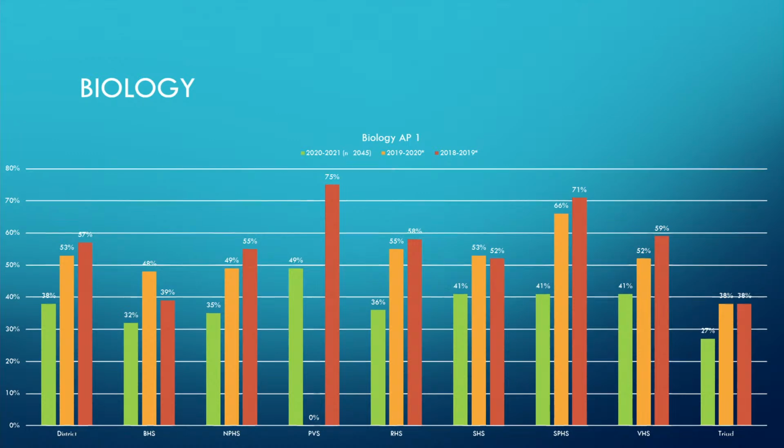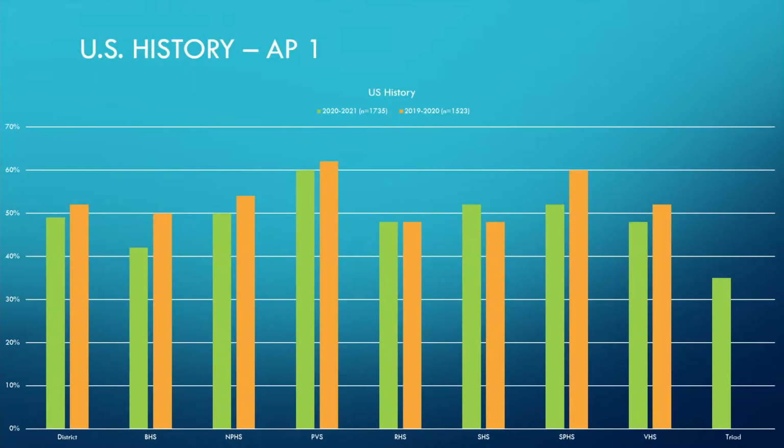Now, if we move forward to US history, we do have 2 years of data. We've been using the USA test prep for 2 years with US history. So in this case, you are looking at the green bar, which is this year's results for AP1, or administration period 1, and the orange bar, which is last year's results. And again, US history is looking at all of the standards that are assessed on the EOC.